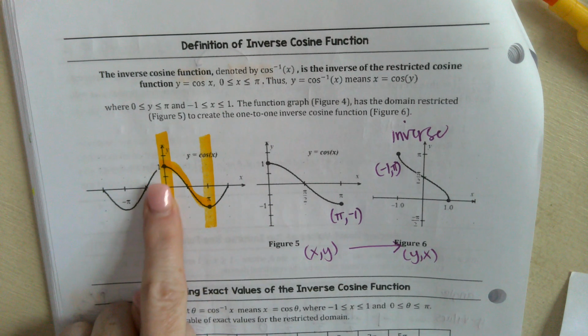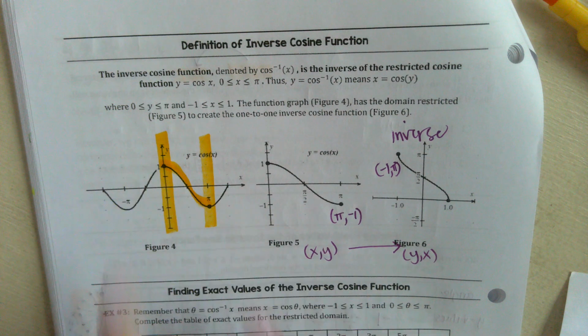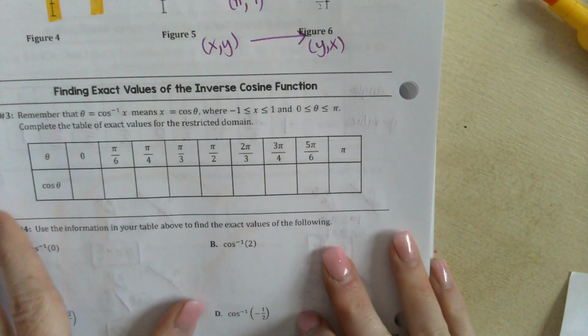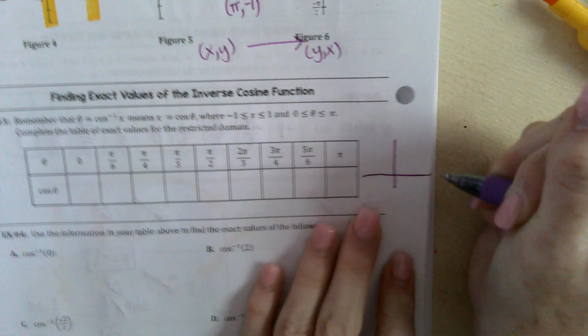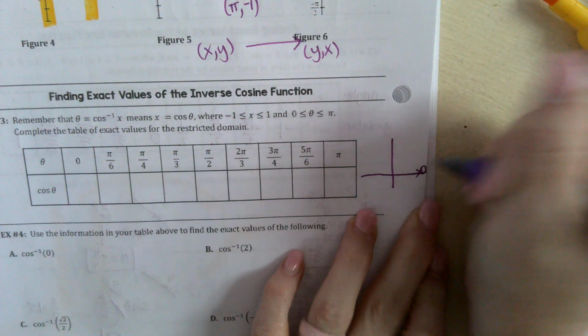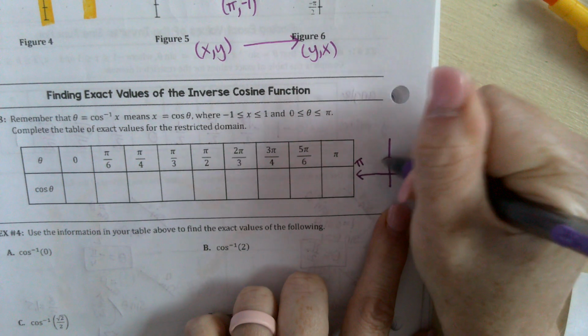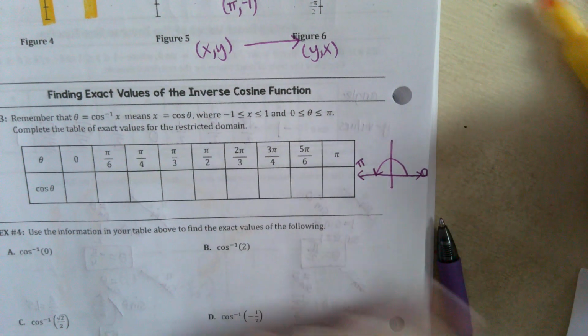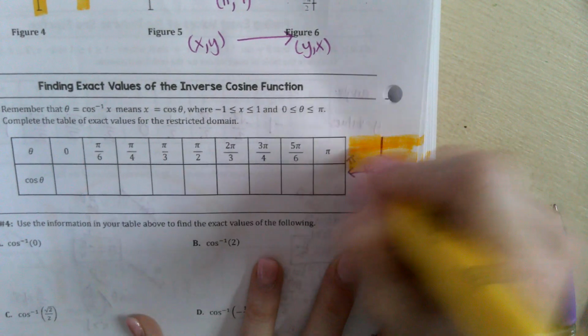So, I restricted my domain right here from 0 to pi. So that's what I'm working with in my table. Now, 0 to pi goes from right here to right here. So that is quadrant 1 and 2.